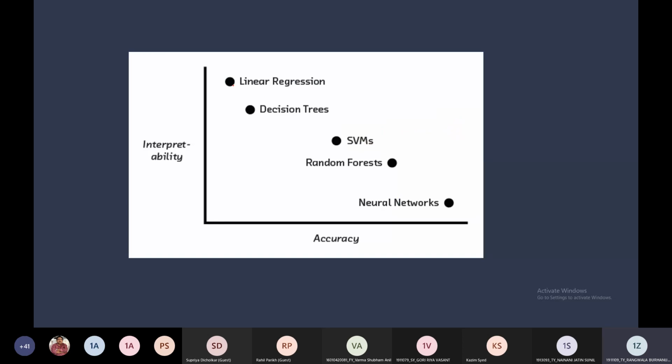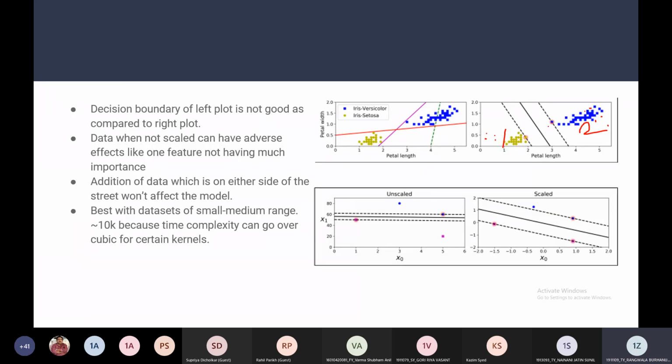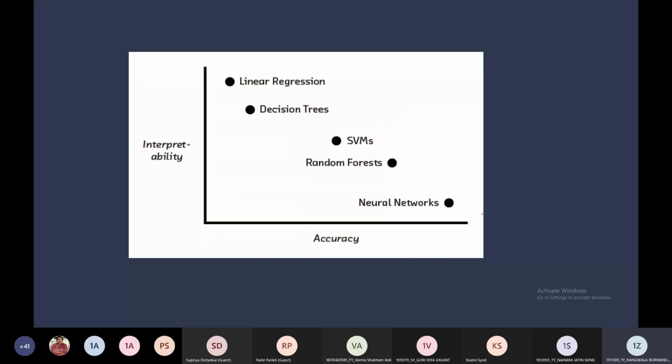As you can see in this graph below, this is the interpretability versus accuracy chart. The interpretability of SVMs is very high, and the accuracy is also moderate. So it's a good balance between both interpretability and accuracy. By interpretability, I mean how you can visualize it as a street. You can't do stuff like that with neural networks easily.